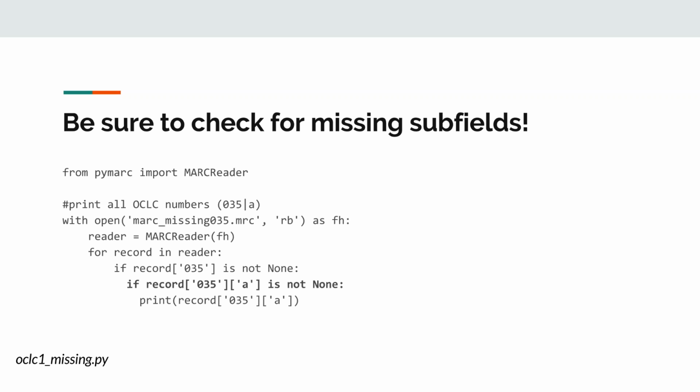So this is the syntax you would use to check to make sure not only that the field exists in the record, but that the subfield exists as well. So again, that's less important in this particular example with the subfield A, because it's always going to have an A for the most part, but it's really important if you're working with fields that would have more variable subfields.